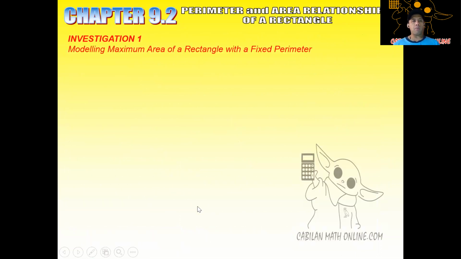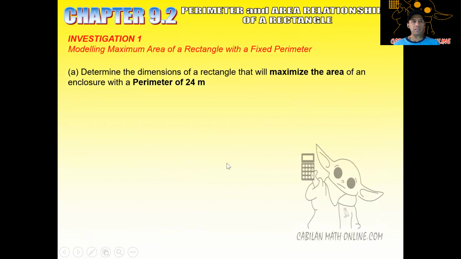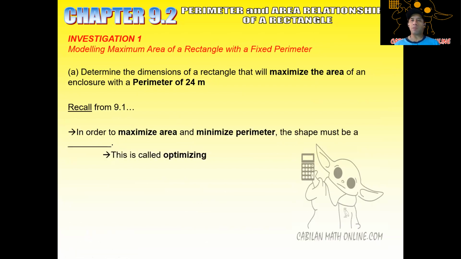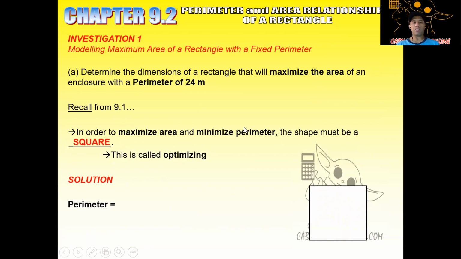Basically, it says determine the dimensions of a rectangle that will maximize the area of an enclosure of a perimeter of 24 meters. From the previous slides, what we knew is that in order to maximize the area and minimize the perimeter, the shape must be a square. And this is what's called optimizing. What we want to figure out here is that when you're looking at perimeter, what we have here, as you can see, is a square.